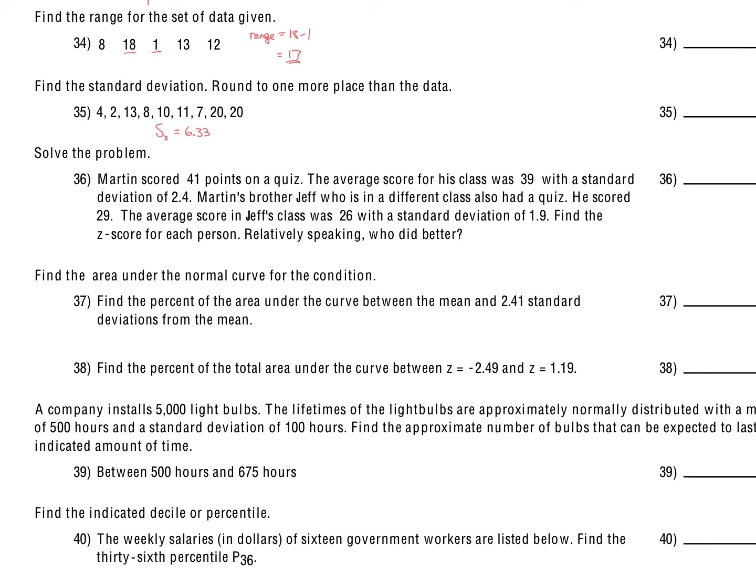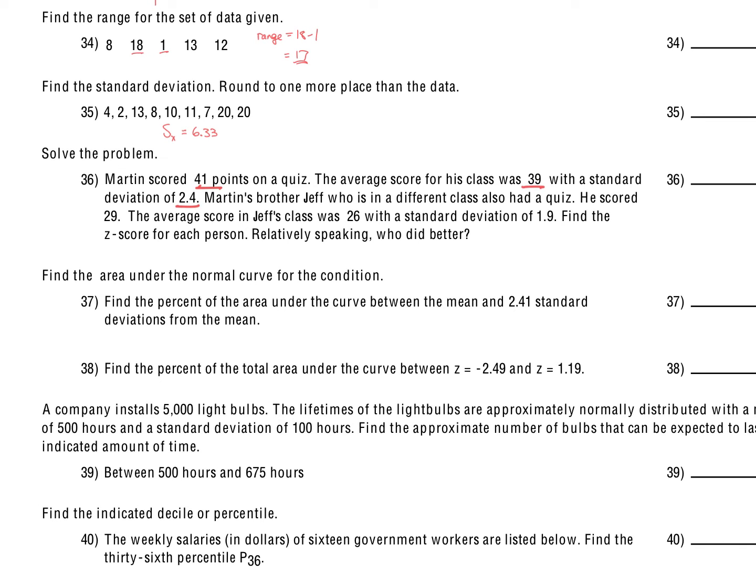Okay, Martin scored 41 points on a quiz. The average was 39 with a standard deviation of 2.4. So we're going to compare Martin with his brother Jeff. Jeff scored a 29, but his class average was 26 with a standard deviation of 1.9. So let's see who does better.